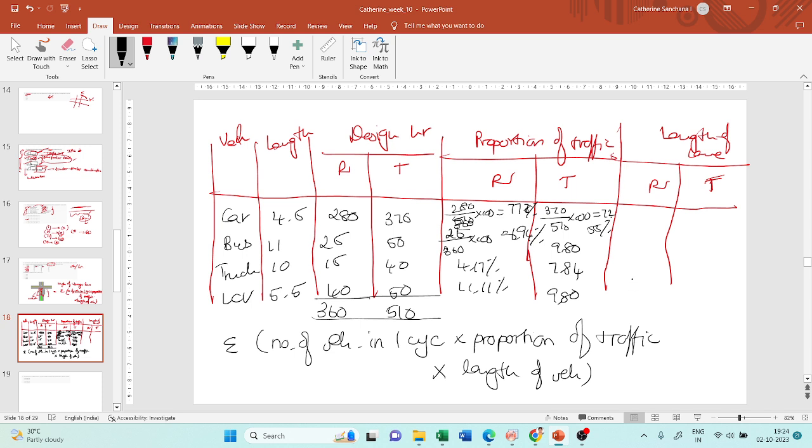Now, how will you find out the length of the lane? You know that the summation is found separately for each row, and then you have to add all these up, right? So first you know the proportion of traffic. The length of the vehicle also you know. What is something that you do not know? It is the number of vehicles in one cycle, right?